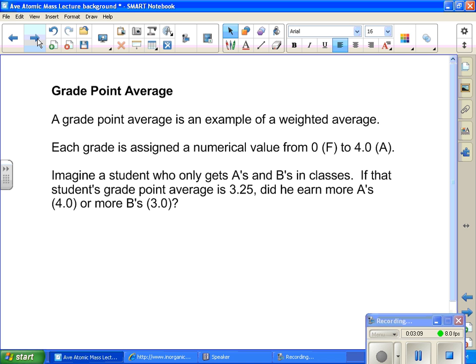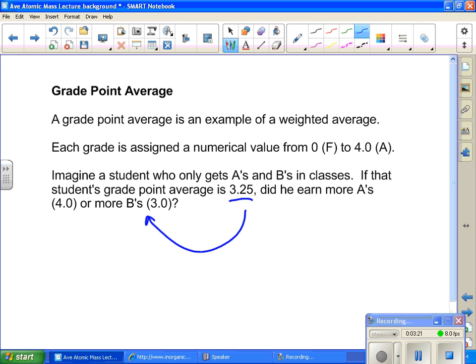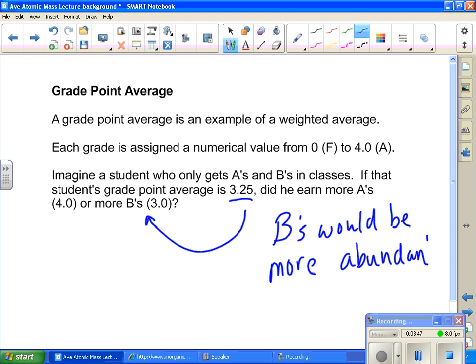Why? Well, think about it. His grade point average of 3.25 is closer to the numerical value given for B's than it is to the value given for A's. So we could easily look at this example and say, yeah, he earned more B's than A's. And B's on his report card would be more abundant. Aha, we've used that term again. Okay? So that was an easy example.